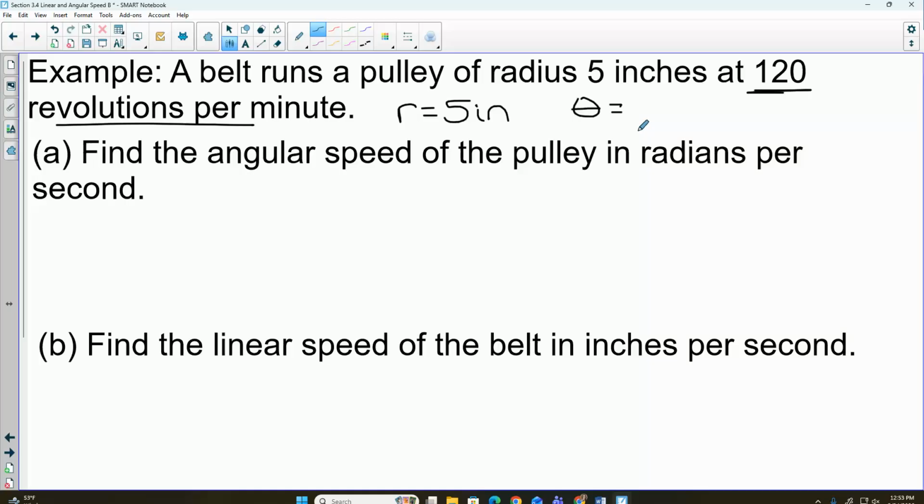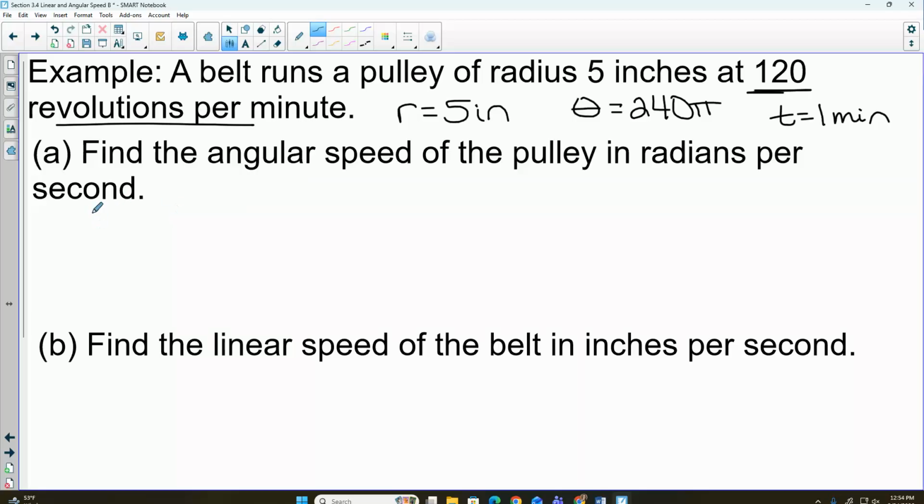We want it in radians or degrees? Radians. Every time you go around, how many radians is it? 2 pi. So if I go around 120 times, that would be 240 pi. So now we have our angle. Per minute, so what's my time? 1 minute. Okay, that's what that little blurb was telling me. So now let's talk through part A, and then maybe you guys can try B and C.